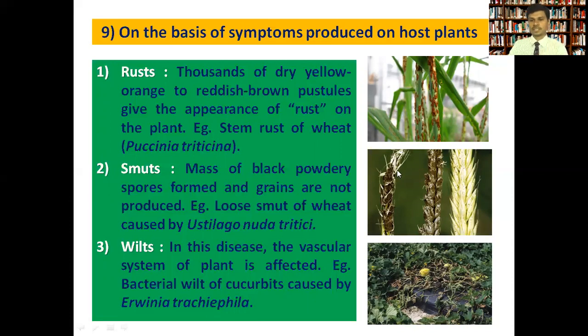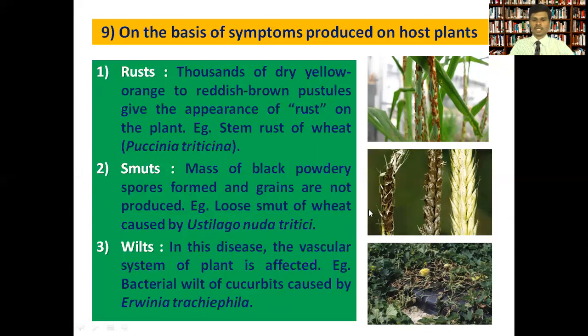The next disease is the smut. Instead of the formation of wheat grains in the panicle, there is a formation of a black mass of spores, and this disease is termed smut disease, caused by the fungus Ustilago nuda tritici. This disease is termed the loose smut of wheat.